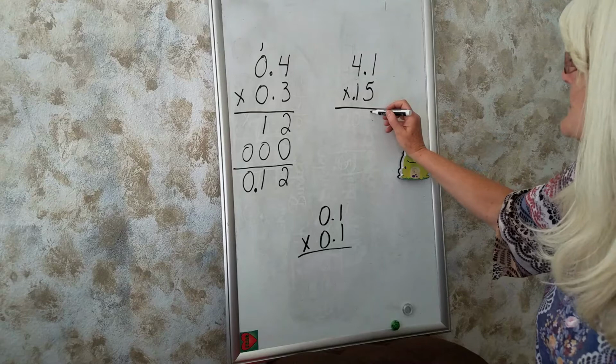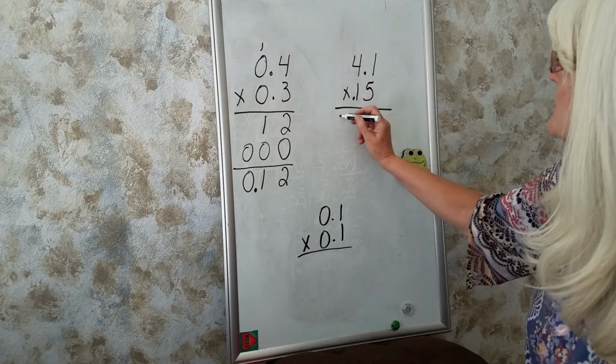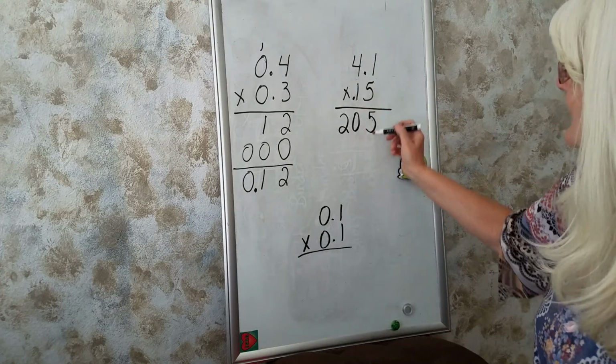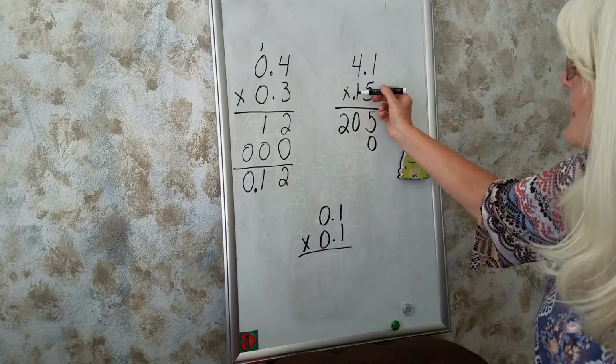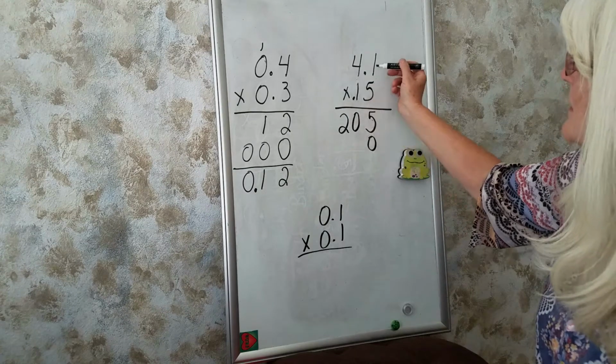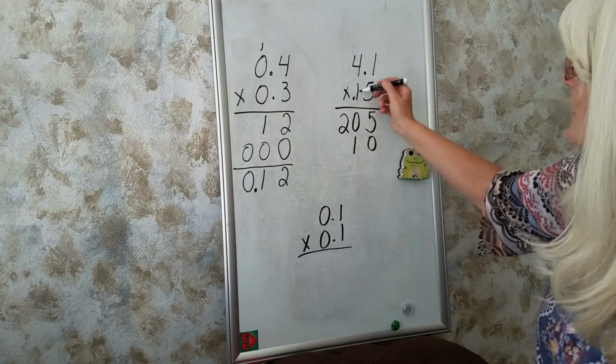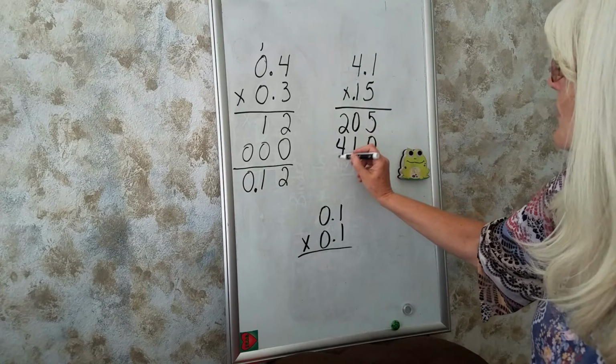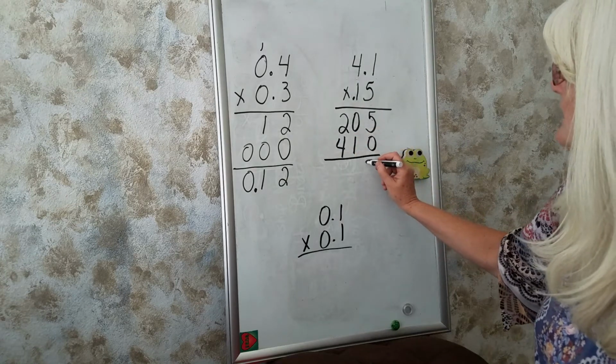5 times 1 is 5. 5 times 4 is 20. Again, I annex a 0 because I'm moving over to the second position. 1 times 1 is 1. 1 times 4 is 4. I do my addition.